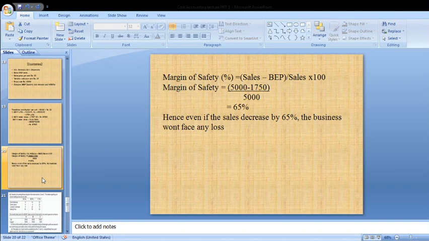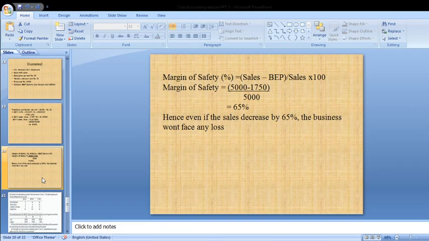So, you get 65%. What it means is, suppose their sales of 5,000 start falling, let us say by 10%, 20%, 30%, 40%. They are still not in losses. They will have to worry because sales are dropping, but it can go up to 65% before which they cannot go into losses.